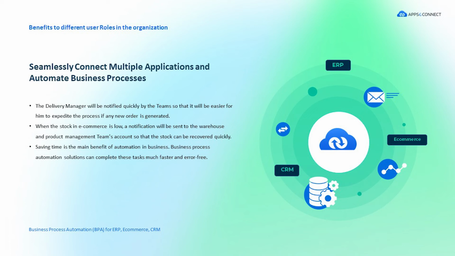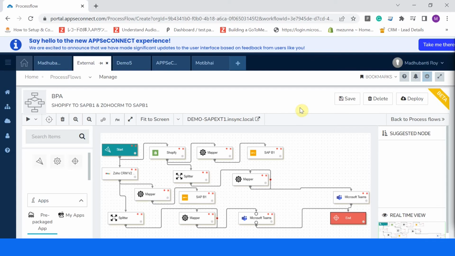The main benefit of automation in business: this business process automation solution can complete this task much faster and also error free. Now let's see a live demo of these different business scenarios with the help of the AppSeConnect business process automation tool. The page which is showing at your end, portal.appseconnect.com, is our cloud portal where we have combined all the business logic and configured the entire business scenario in our process flow designer.